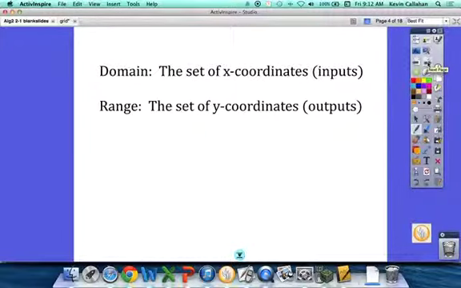So the next couple words, important words, are domain and range. And you probably would tell me if I asked you exactly these things right here. Right? Domain is the set of x coordinates, and the range is the set of y coordinates. But in terms of the math, we usually think of the x coordinates as inputs, the y coordinates as outputs.